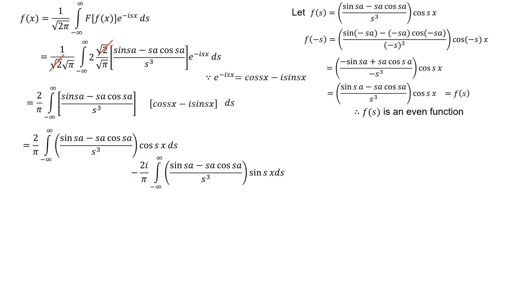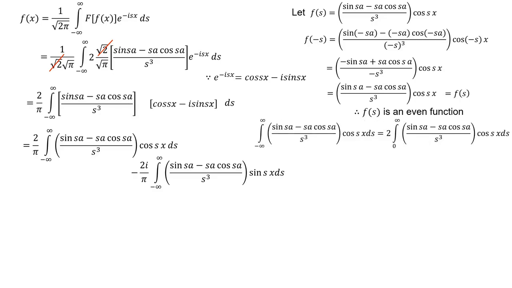So therefore f of s is an even function, and we know that the integral over minus infinity to plus infinity of (sin sa minus sa cos sa) by s³ into cos sx ds can be written as 2 into the integral over 0 to infinity of (sin sa minus sa cos sa) by s³ into cos sx ds.